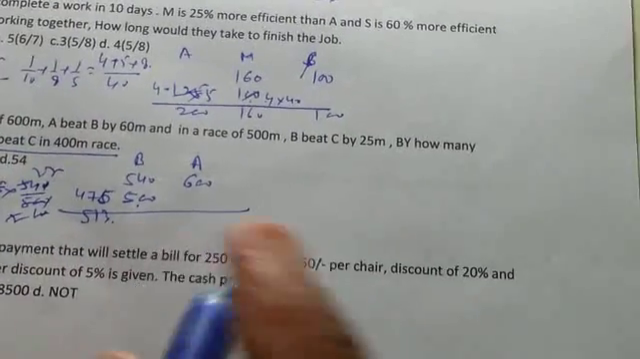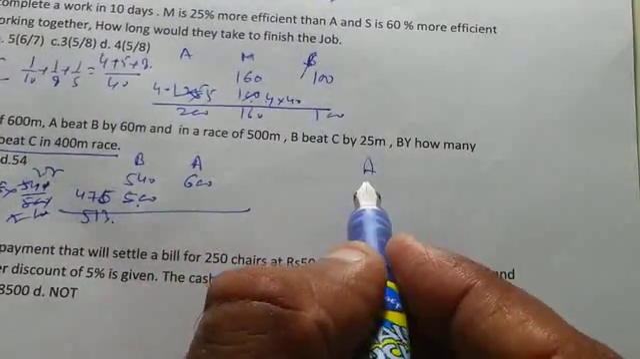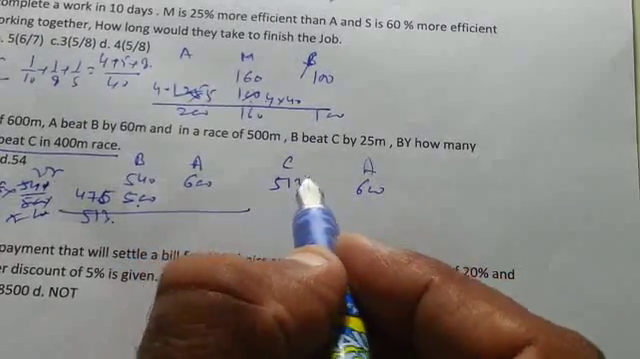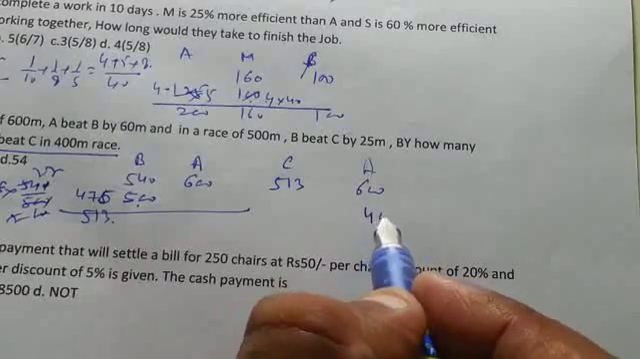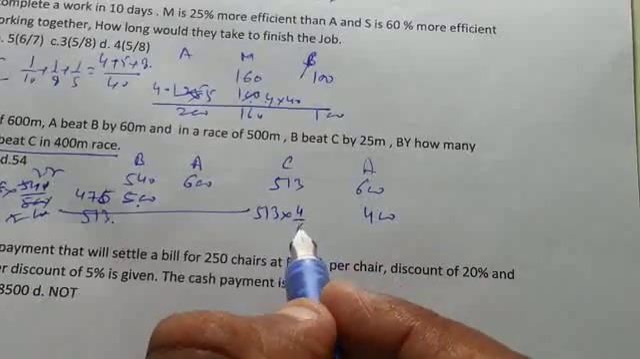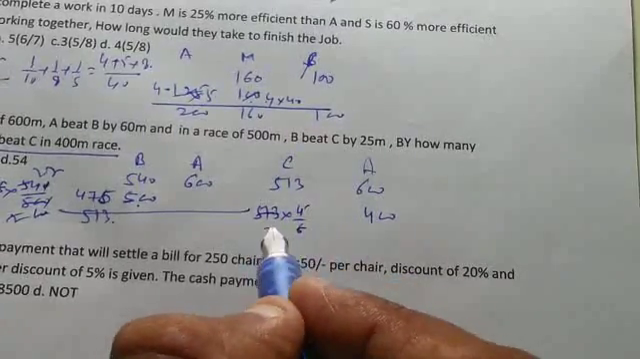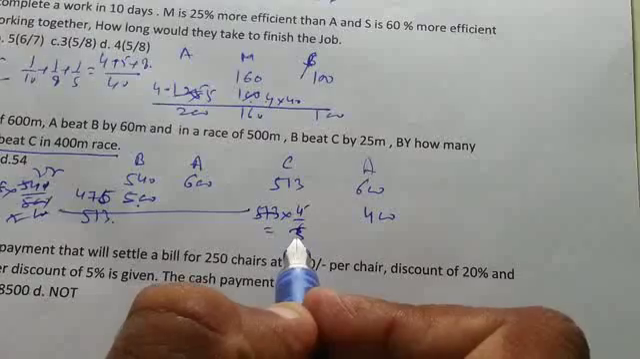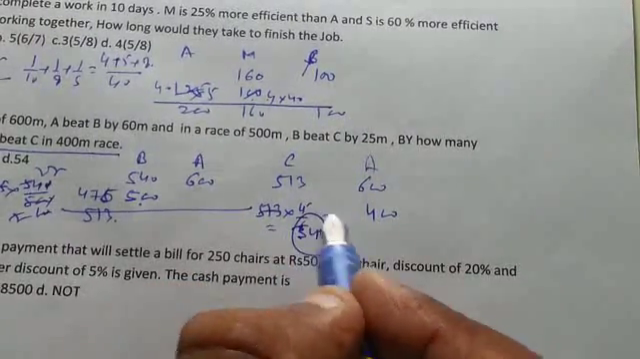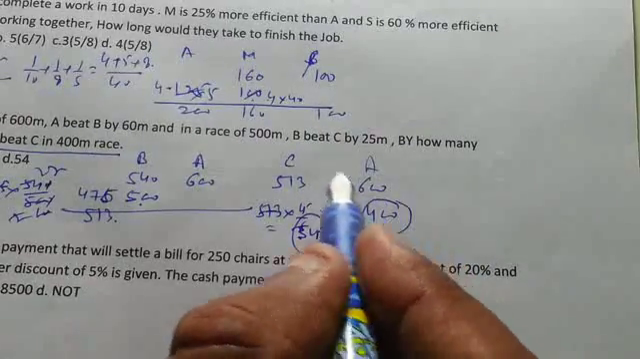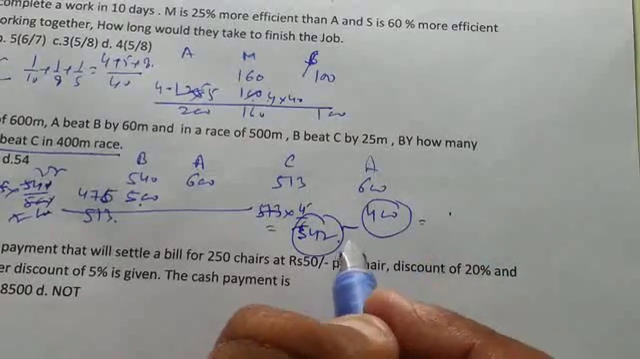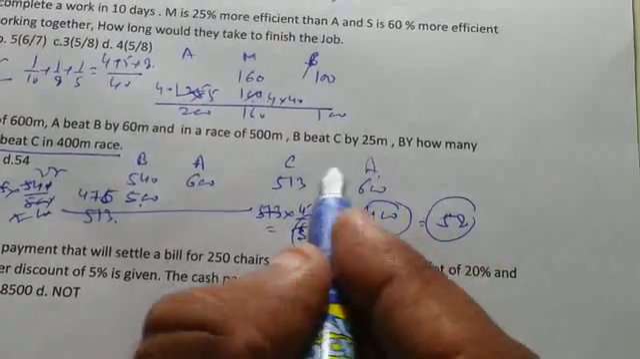So now what we have got? We have got that if A covers 600 meters, C will cover 513 meters. If A covers 400 meters, C will cover definitely less than this one. So it is into 4 upon 6, and this comes to be 300 something. So let me calculate. It is 342. So if A covers 400 meters, C covers 342 meters, so there is a difference of how much? 58. So A will beat C by 58 meters.